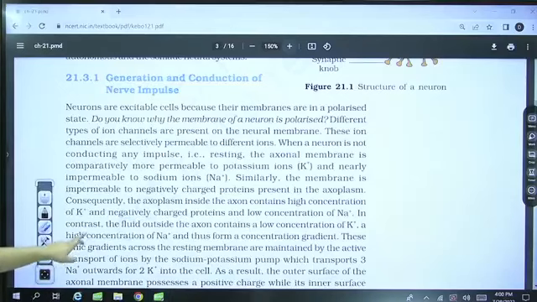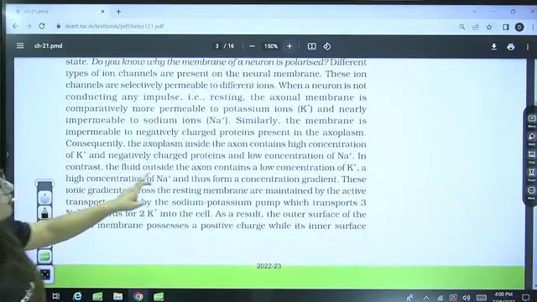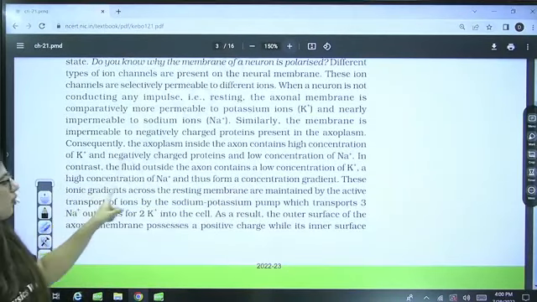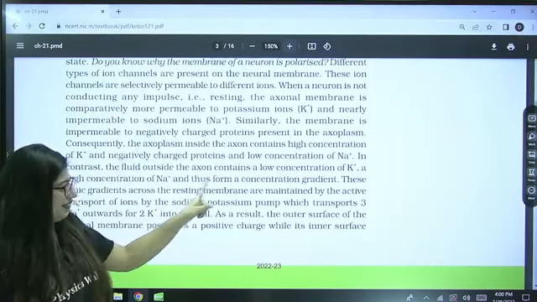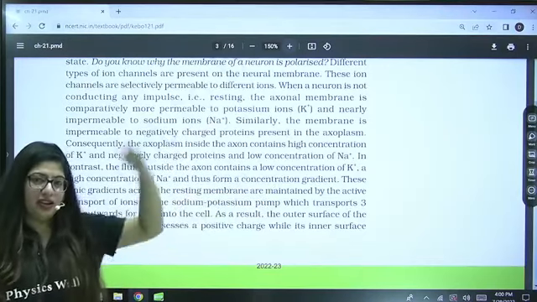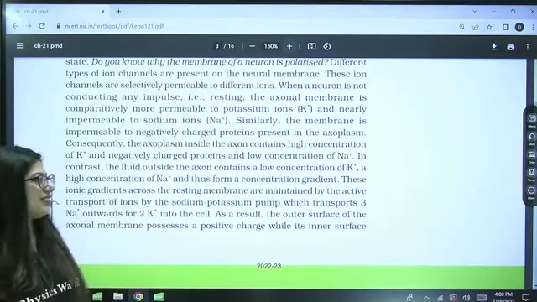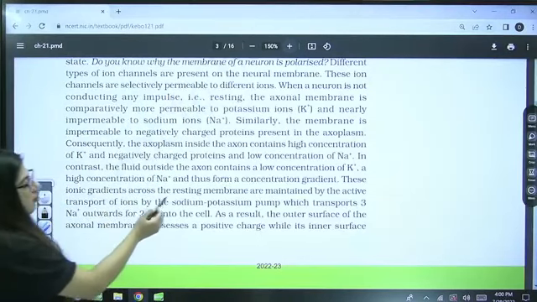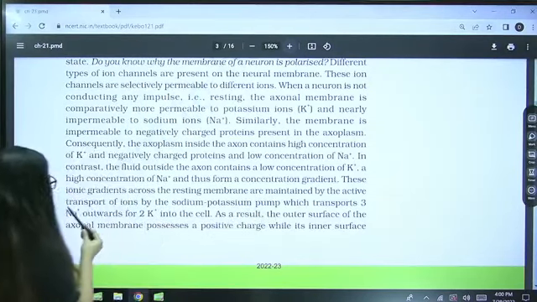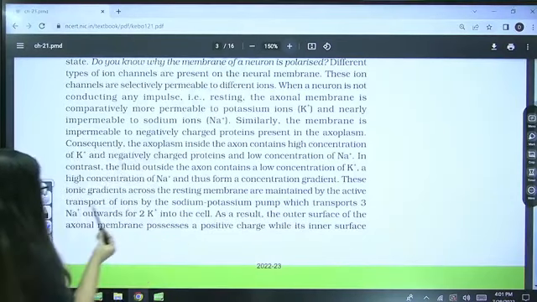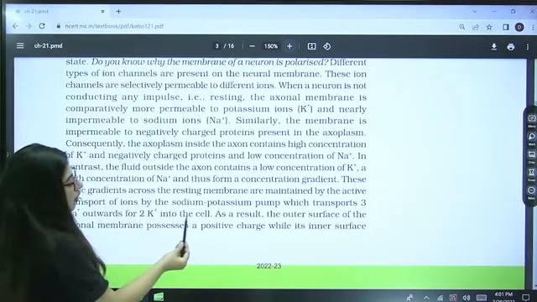In contrast, the fluid outside the axon contains a low concentration of potassium ions and a higher concentration of sodium ions, and thus forms a concentration gradient. So there is a gradient formed. That means we always say sodium is higher outside, potassium higher inside. These ionic gradients across the resting membrane are maintained by the active transport of ions by the sodium-potassium pump, which transports 3 sodium outward and 2 potassium inside the cell.